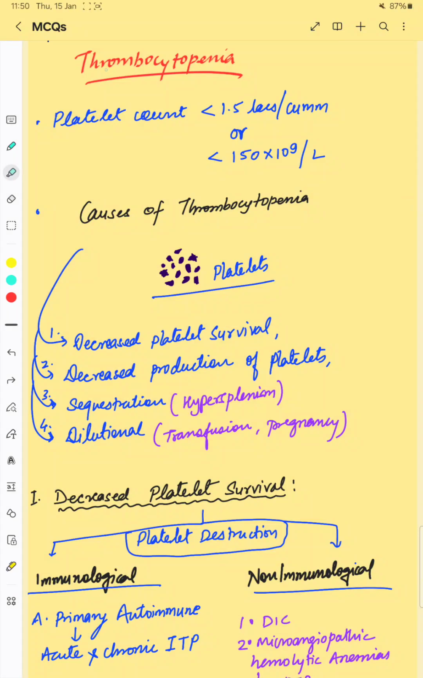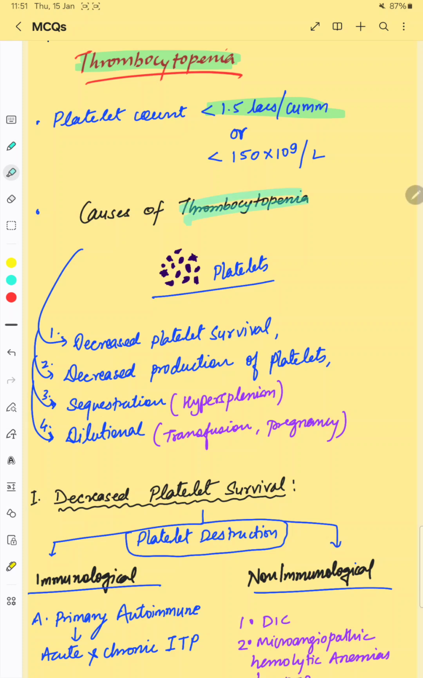Hello everyone. In this video we'll discuss thrombocytopenia. Thrombocytopenia stands for a decreased platelet count, less than 1.5 lakh per cubic mm or per microliter. Normal platelet count is 1.5 to 4 lakhs per cubic mm.